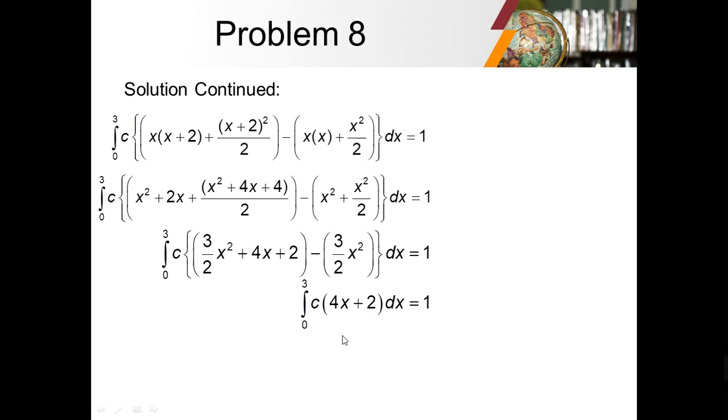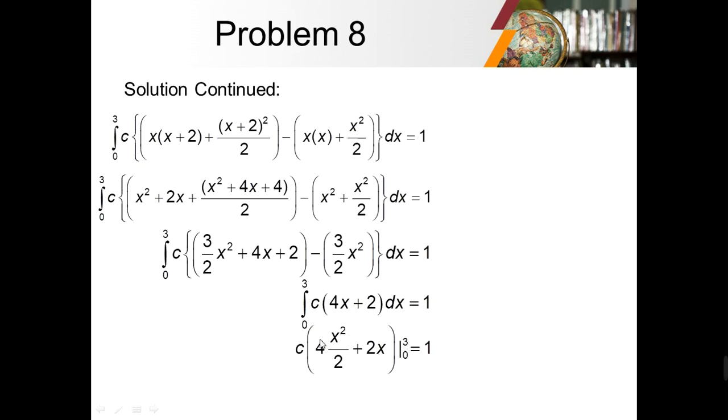Anong next na gagawin? Integrate naman siya in terms of x ulit. So, magiging 4x squared over 2 plus 2x. Okay? So, integral ng x is x squared over 2 kasi yung c inilabas na lang siya. Tapos, ito integral ng 2 is 2x. Okay? Then, impose the limits from 0 to 3.